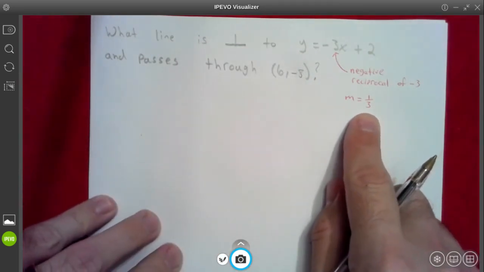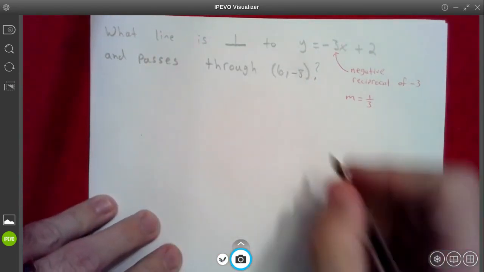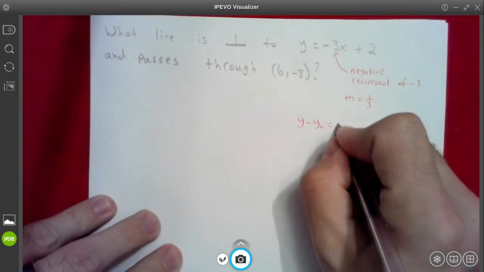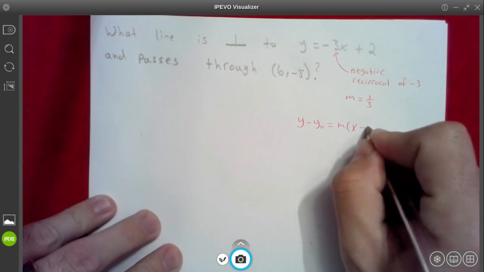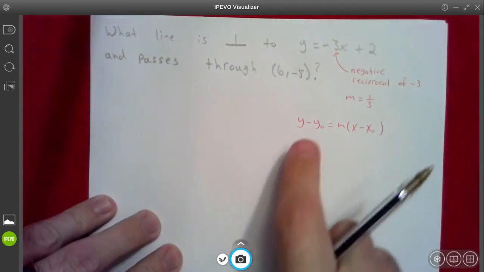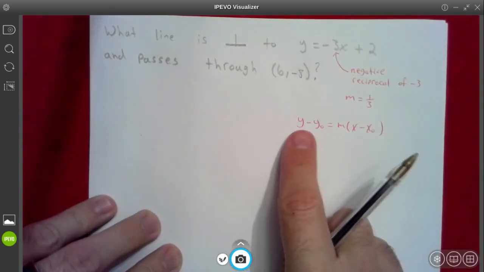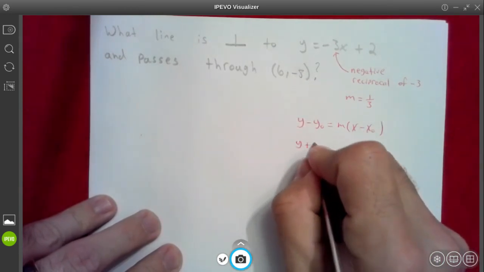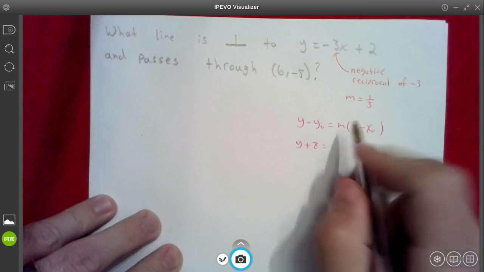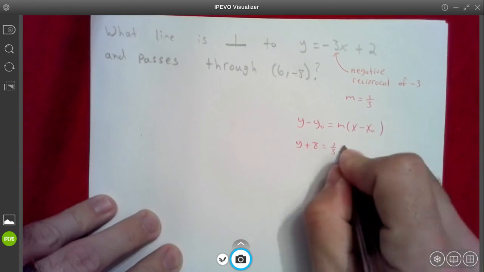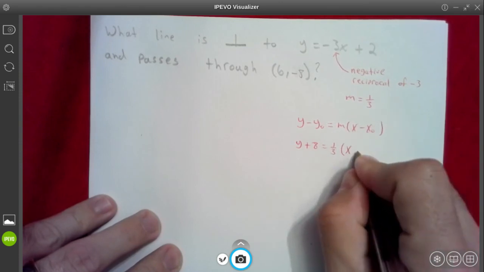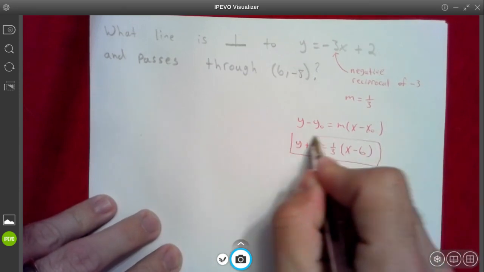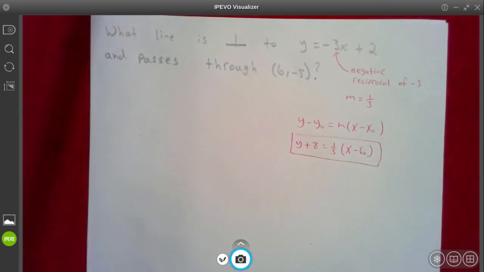So if we want to write our answer, let's do it in point-slope form first. y minus y naught equals m times (x minus x naught). It'd be y minus -8, so that's going to become y plus 8 equals m, which is 1/3, times (x minus 6). That would be our answer in point-slope form.